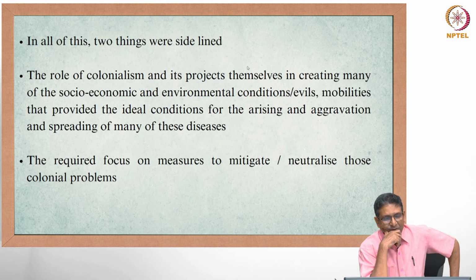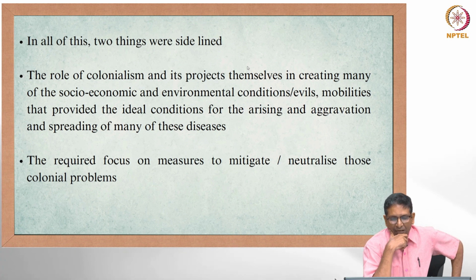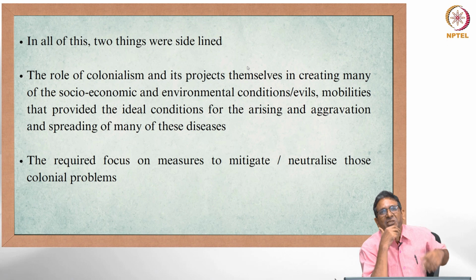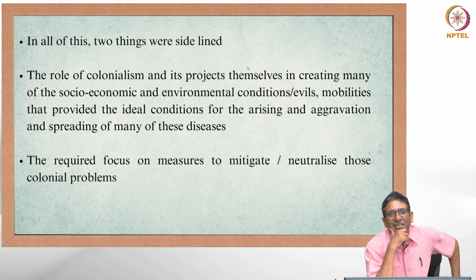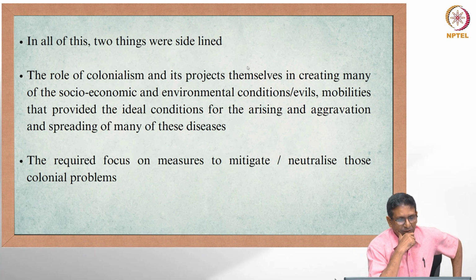So basically, the role of colonialism and its projects in creating those socio-economic and environmental conditions, degradations, evils and mobilities that in fact provided the ideal conditions for the coming and the aggravation and spreading of many of these diseases. It was almost projected as some kind of a pathetic situation of the tropics, of the people, their manners, the idiosyncrasies of the place, its culture, civilization, all that. But in fact, the very project and process to which all of these people belonged, the colonial project itself, had its own consequential contributions to the spread of these diseases.